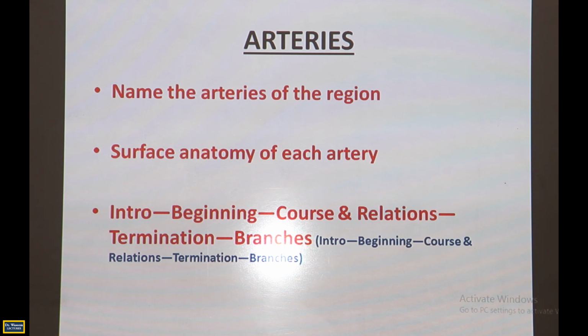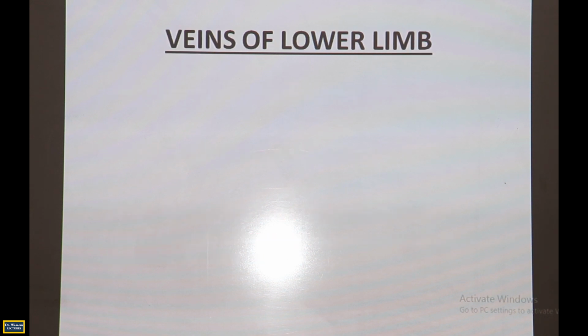Count the branches, and during the counting of the branches, if any major artery is one of the branches, again the same headings will be used for that artery. For example, we have 7 branches, but out of these 7, one branch is very large. So we will take this branch and again discuss it under the same headings: introduction, beginning, course and relations, termination and branches, and surely after that some clinicals also.